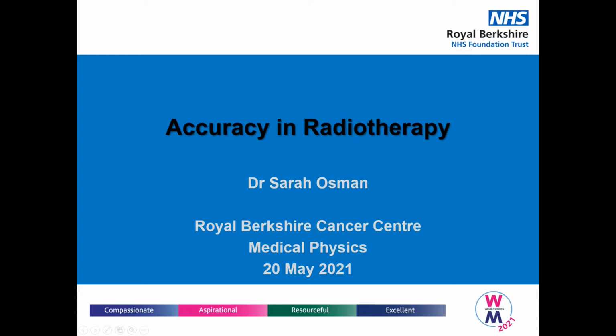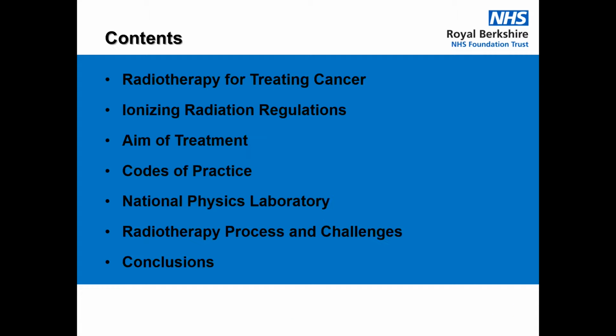So the plan of the talk is as follows. I'll first give a brief introduction to radiotherapy for treating cancer, and then about the ionizing radiation regulations that we follow, the aim of the treatment, codes of practice, and about the Metrology Institute here in the UK, which is the National Physical Laboratory, NPL. Now I'll attempt to speak very quickly about the radiotherapy process and challenges in terms of accuracy, and finish with some concluding remarks.